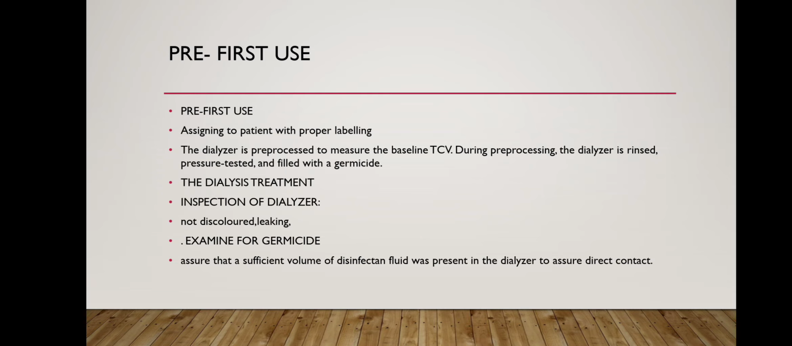The dialysis treatment: inspection of the dialyzer for discoloration and leaking. If it's discolored, or it's seen as leaking, then examine for the germicide, to assure that a sufficient volume of disinfectant fluid was present in the dialyzer to assure direct contact.